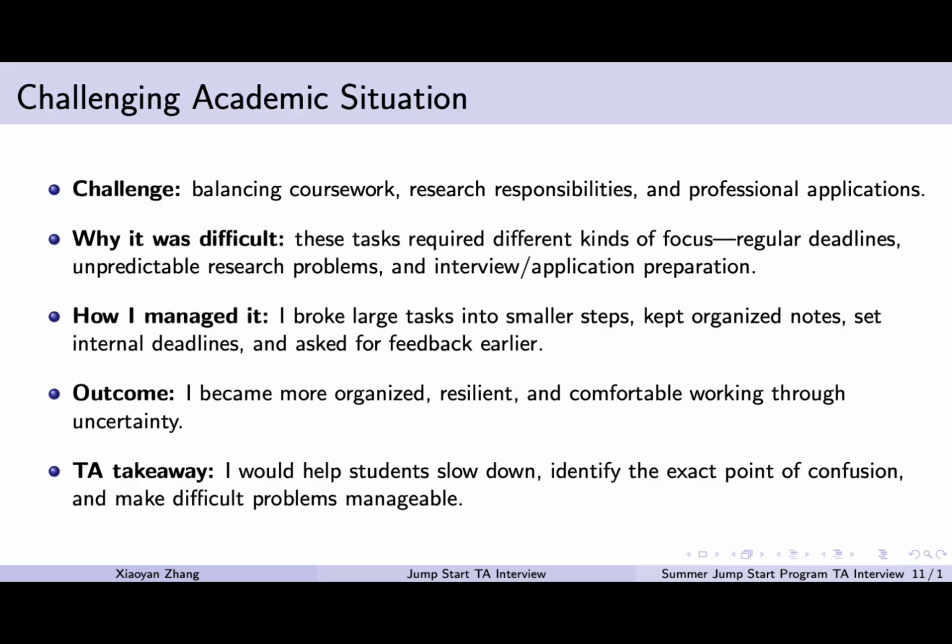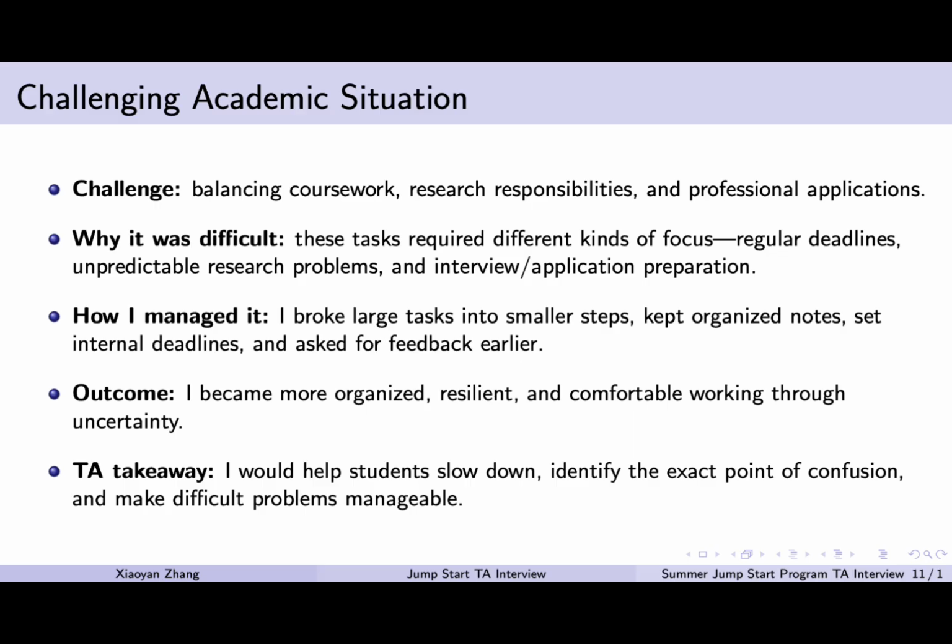And at the same time, professional applications required a different type of preparation because I needed to revise my application materials and prepare for interviews. So, to manage this, I first tried to break large tasks into smaller and more concrete steps. Once I located the specific issue, the task became much more manageable.